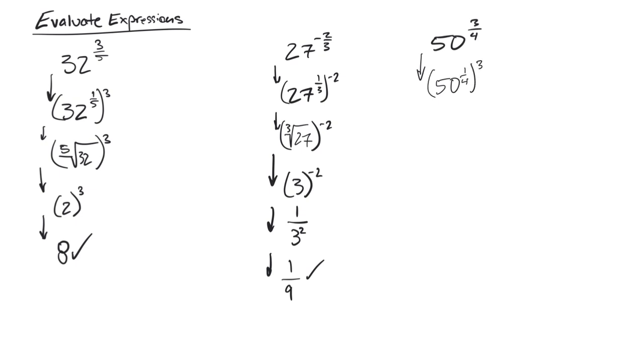50 to the 3/4, it's going to be 50 to the 1/4. I raise that to the 3rd power, power to a power. This is the 4th root of 50, which is not a very neat number. It's not an integer.